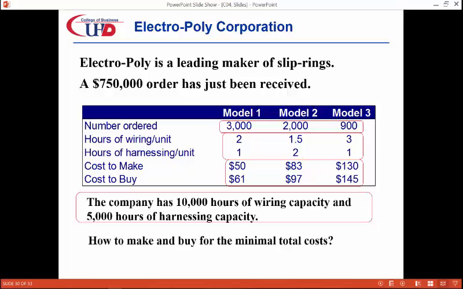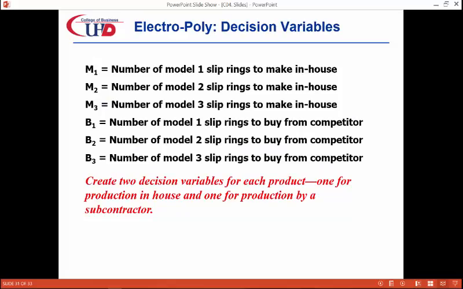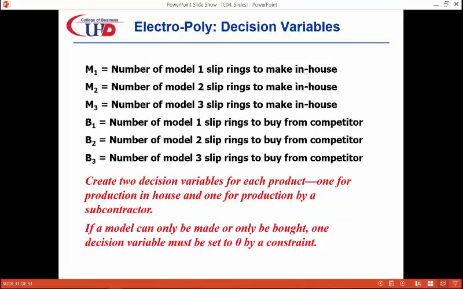Since we know the product mix, our objective is to find a way to get that specific mix at the lowest cost. As the decision variables, we need to know how many to buy and how many to make for each model. Since each model has two sources to obtain, this results in 6 decision variables. If a model can only be bought or only be made, then for that model, one of the 2 decision variables is a dummy variable. You have to force it equal to 0 in the constraint.